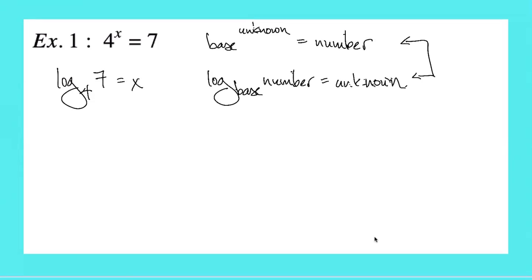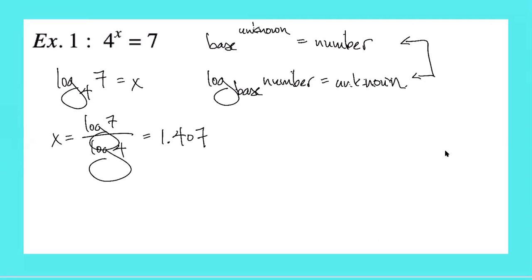Once we have log base 4 of 7, if we want to put this into the calculator, how do we type that in? If we have an older school calculator, it's log 7 divided by log 4. Perfect. Let's round to 3 decimal places. We should get something about that.